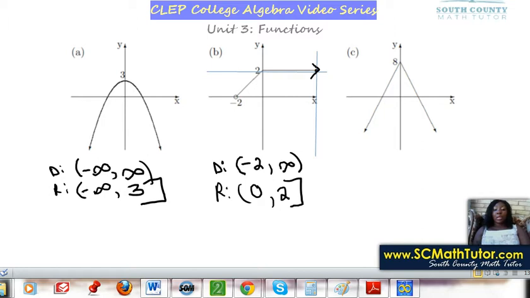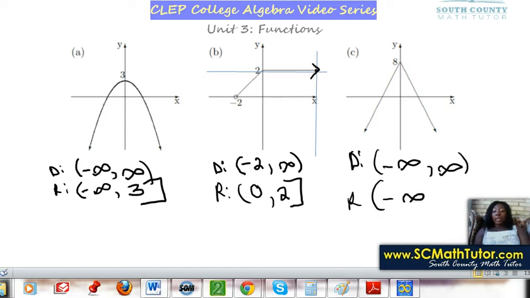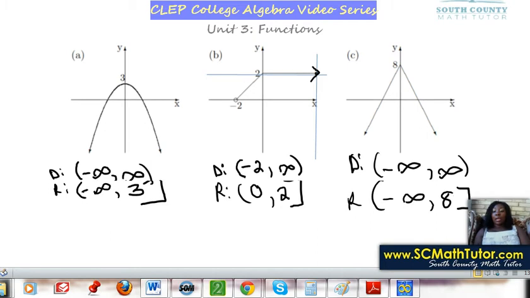I'll tell you the answer to C and I want you to prove it to yourself. For C, the domain is negative infinity to positive infinity, and the range is negative infinity to 8 included. That's for you to prove to yourself.